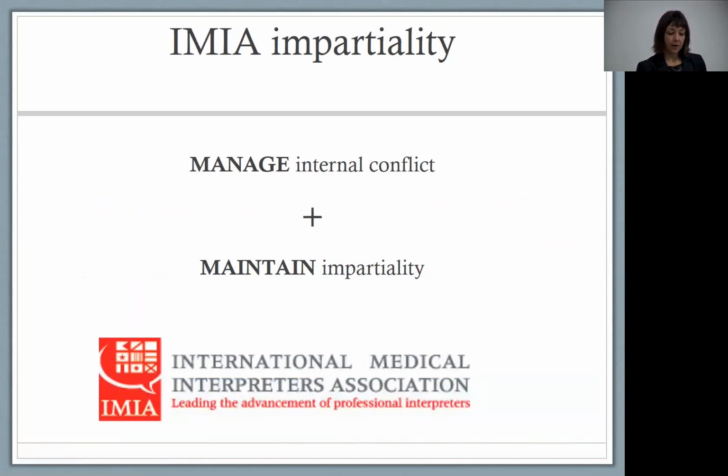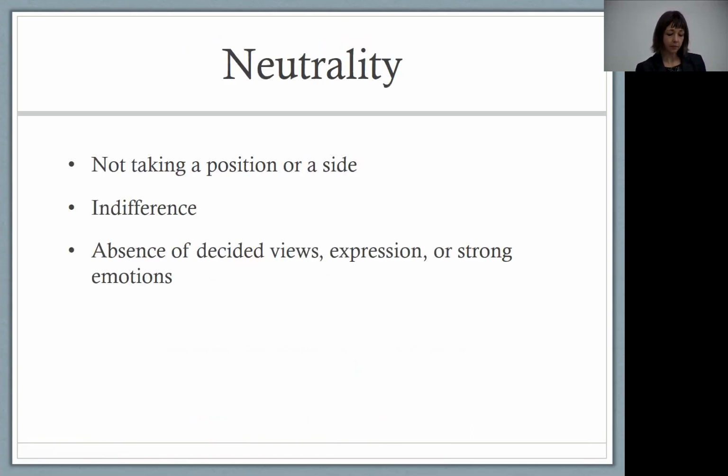And then the IMIA, as I said, the way they set it up, they don't have definitions and examples in the same way quite. And so they have two, I'm not quite sure what to call them, two standards or two parts of the code that talk about this and that I pulled out. So manage internal conflict and maintain impartiality, because managing internal conflict has to do with how to maintain impartiality. So that's why I pulled those two out to show.